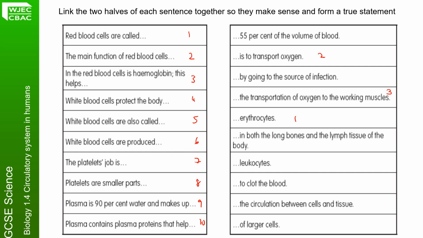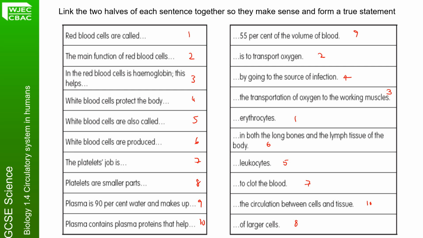Number 4, white blood cells protect the body by going to the source of infection. So if you've got a cut, white blood cells will often travel to that cut because they anticipate that you might have microbes that have entered into the skin. Number 5, white blood cells are also called leukocytes. Number 6, white blood cells are produced in both the long bones, what we call your femur, and the lymph tissue of the body, as well as in your sternum. The platelets' job, number 7, is to clot the blood. Platelets are smaller parts of larger cells. Number 8, plasma is 90% water and makes up 55% volume of the blood. And lastly, number 10, plasma contains plasma proteins that help circulation between cells and tissues.